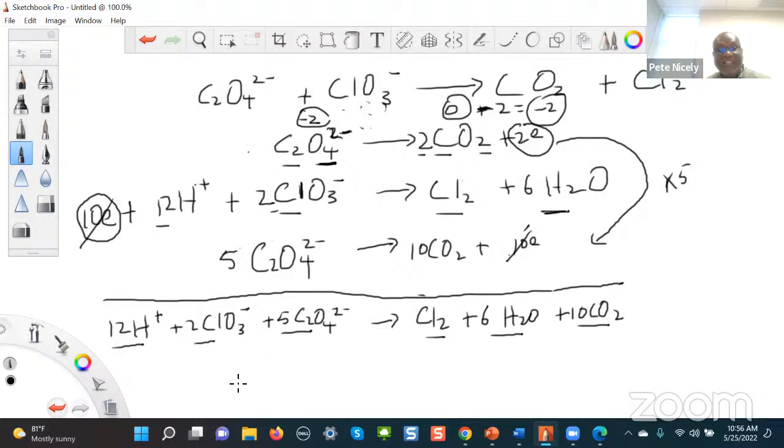And then we have to look at the charges. So here we have plus 12, minus 2, minus 10, and that's equal to 0. And over here we have no charges whatsoever. So therefore, this would be the final balanced equation.